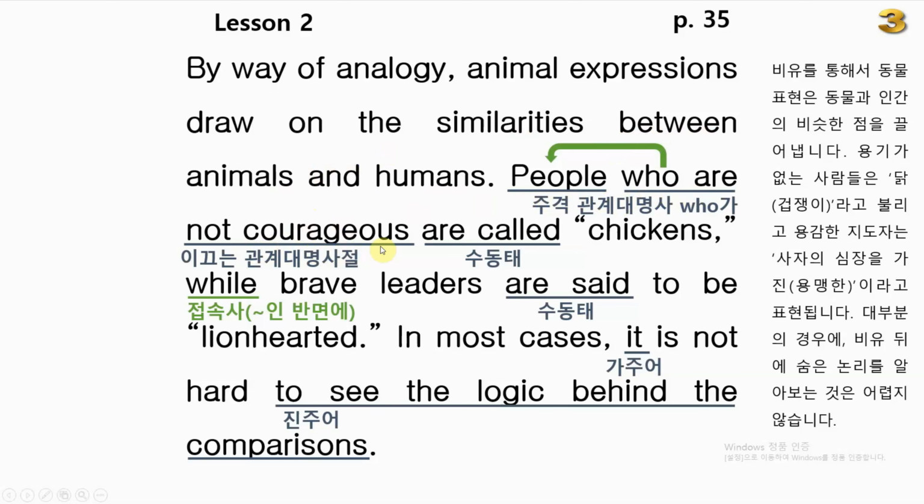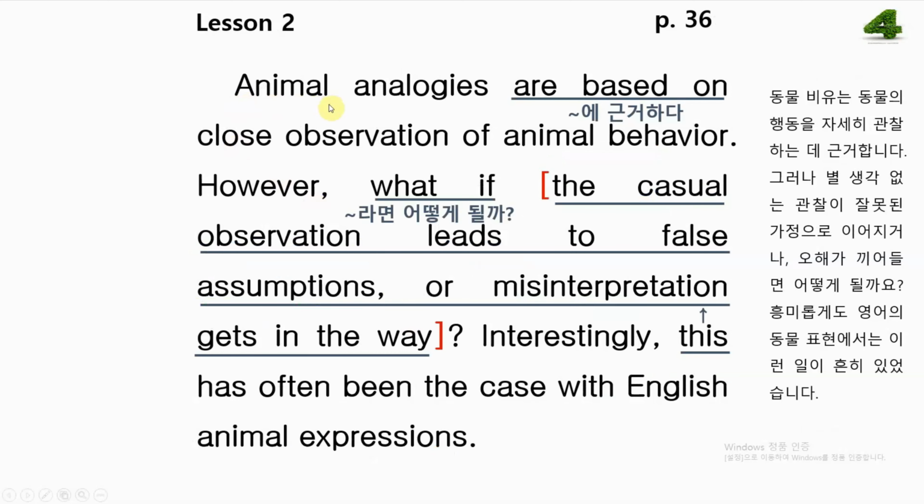People who are not courageous are called chickens, while brave leaders are said to be lion-hearted. In most cases, it is not hard to see the logic behind the comparisons. Animal analogies are based on close observation of animal behavior. However, what if the casual observation leads to false assumptions or misinterpretation gets in the way?